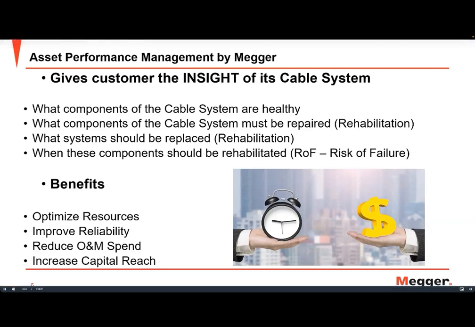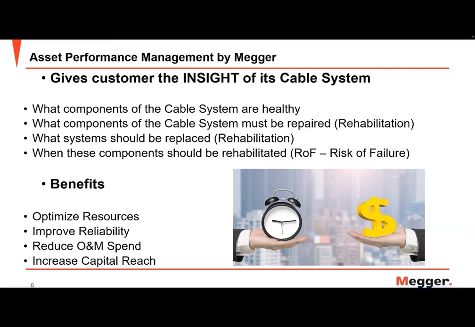Basically to identify those components of the cable system that are healthy. So when we think cable system, we think the terminations, we think splices, and we think the cable itself. We're going to be able to tell you what of those components could be repaired, what should be replaced based on how severe the issues are, and really more importantly, when these components should be rehabilitated, maybe using some rudimentary risk of failure modeling, just to get to the benefits to optimize resources.